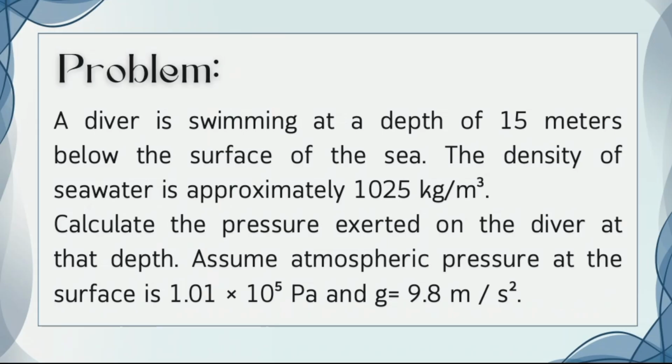So now let's proceed to our problem. A diver is swimming at a depth of 15 meters below the surface of the sea. The density of seawater is approximately 1,025 kilograms per meter cubed. Calculate the pressure exerted on the diver at that depth. Assume atmospheric pressure at the surface is 1.01 × 10^5 Pa and gravity is equal to 9.8 meters per second squared.